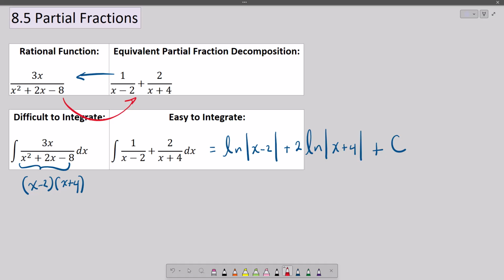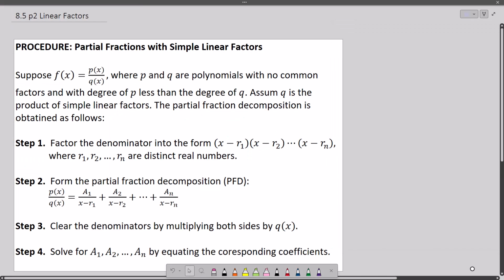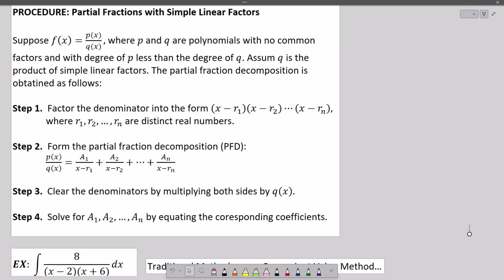This technique is called PFD, partial fraction decomposition. We're going to think of these little fractions as partial fractions of this bigger combined fraction. So we want to take our big rational function and break it into little fractions. Those are the partial fractions. And here's how we do it. This looks way more complicated than it is. I want to highlight a couple of things.